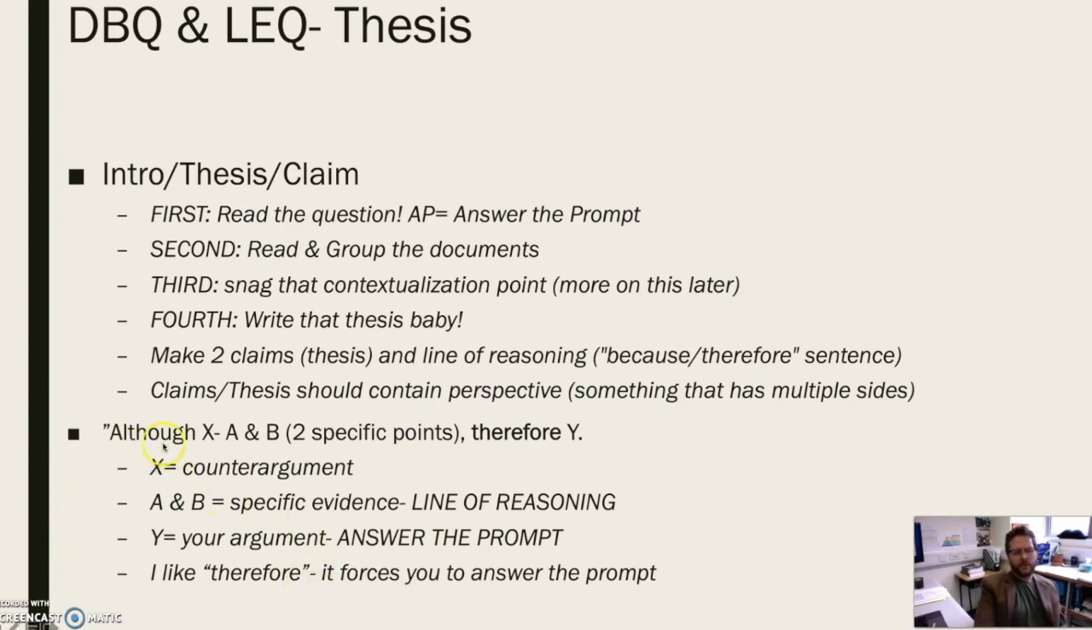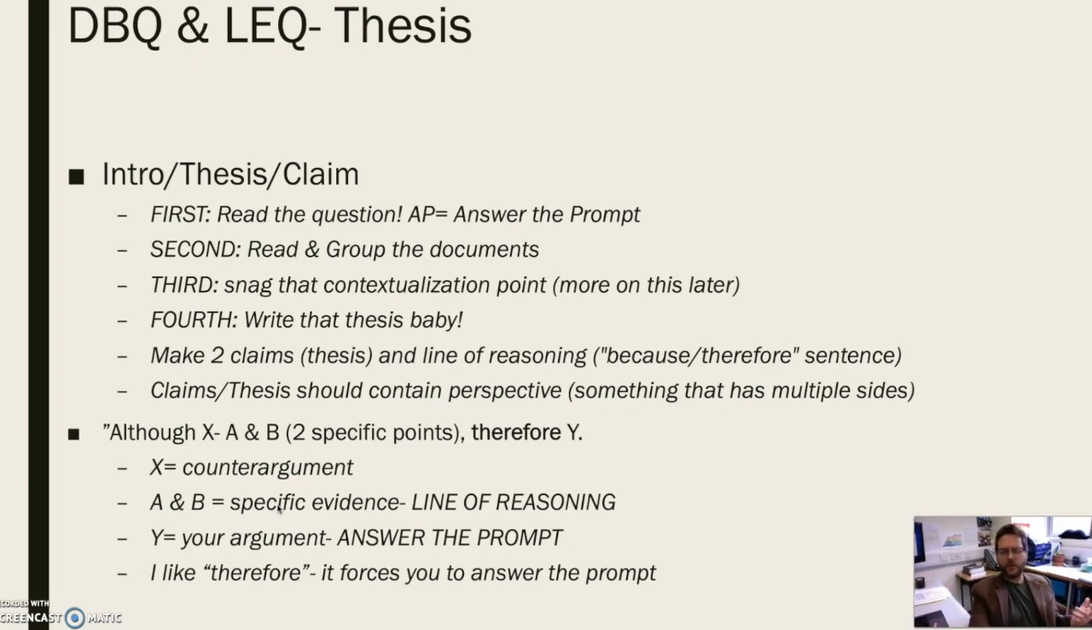And so, although X, A and B, therefore Y. Now, I'm going to talk real quick about A, B, and C here. So, theoretically, you could have a paper that just says X, although X, A, therefore Y. You could also have a paper that says although X, A, B, and C, therefore Y. And I'll talk about what that's going to look like in a couple minutes here.